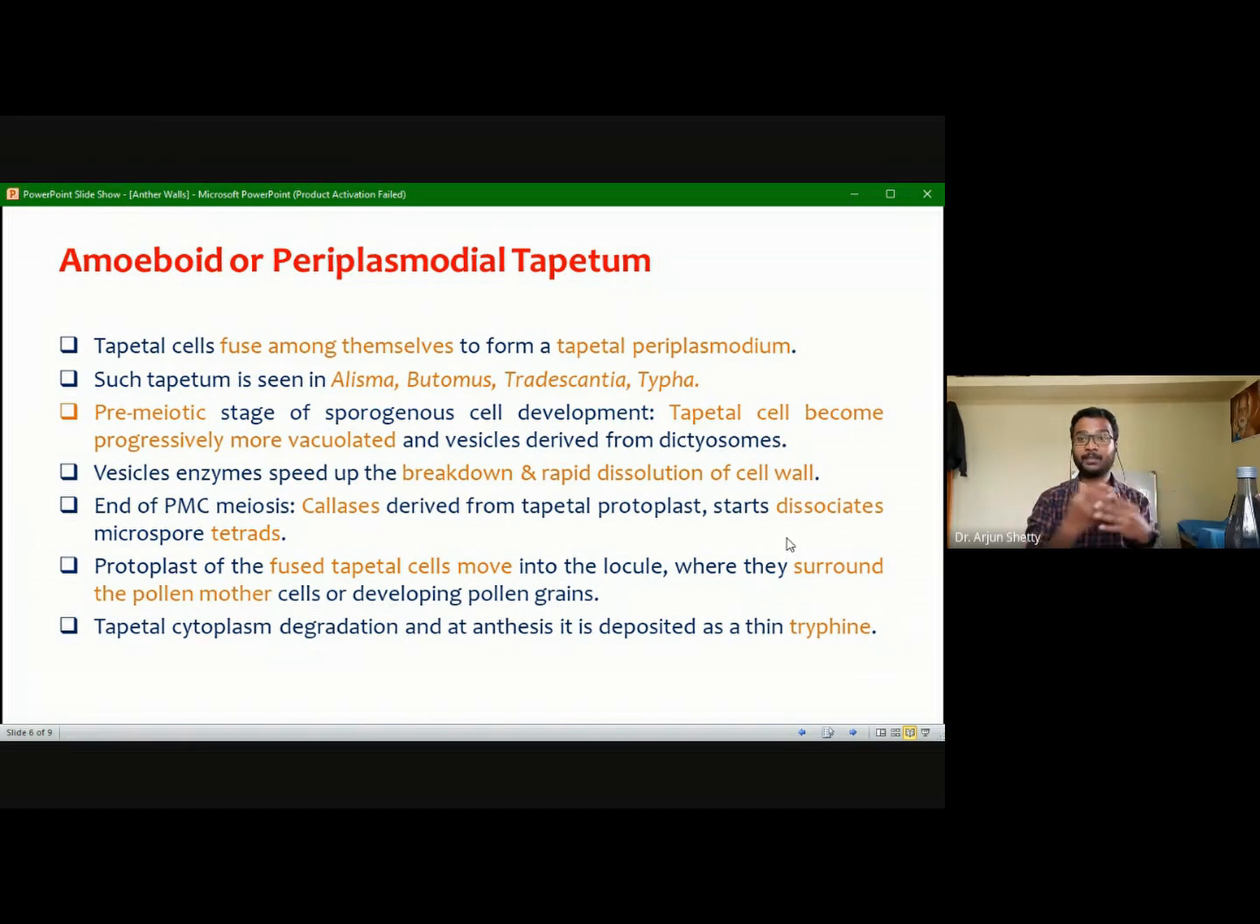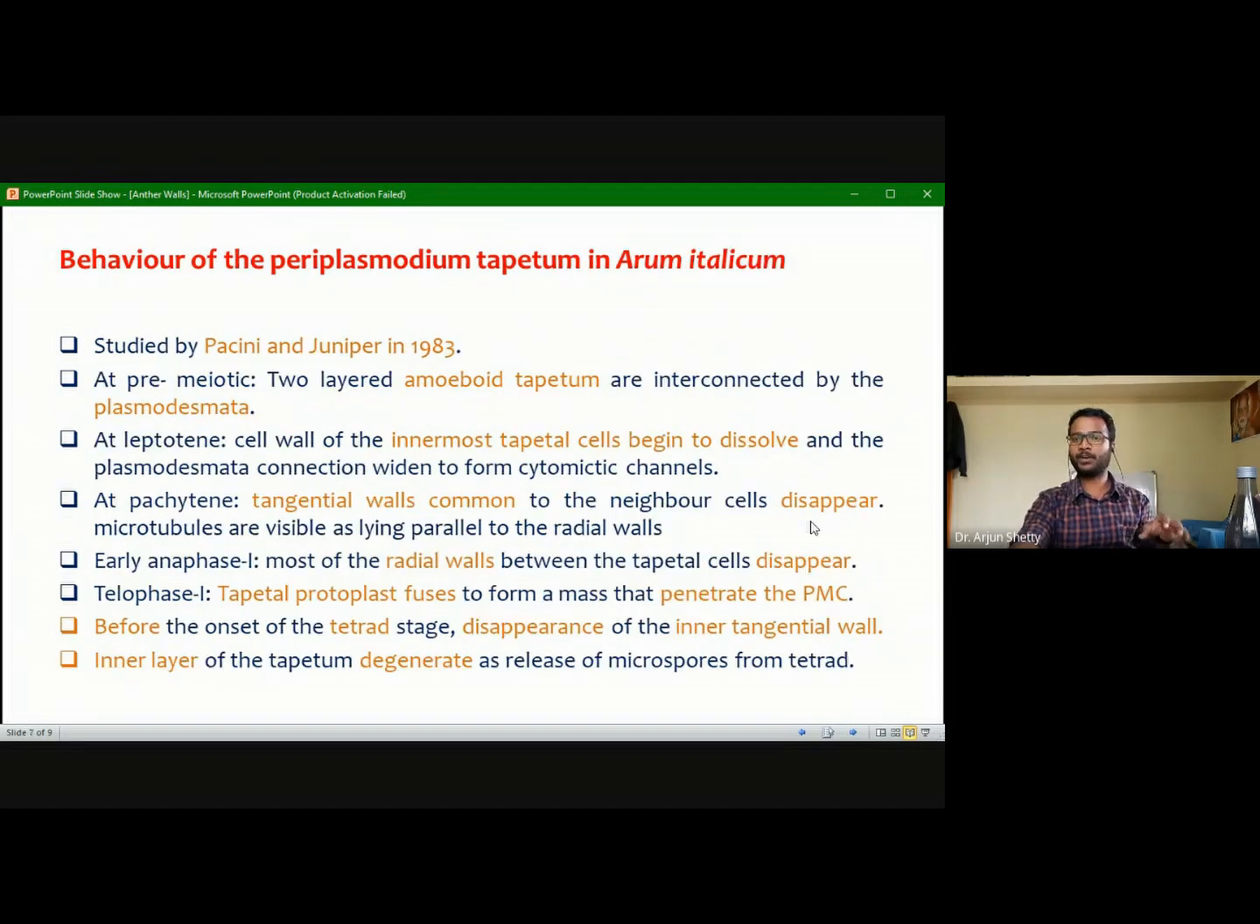So apart from that, the tapetum cytoplasm degradation as well as at the time of anthesis, we are going to see the deposition of a thin tryphine on the exine region also. This particular exine contains different chemical compounds which are very protective, like sporopollenin, tryphine, as well as some of the compounds which are derived from the internal parts of the tapetum. So this is with regard to the amoeboid or periplasmodial type of tapetum.